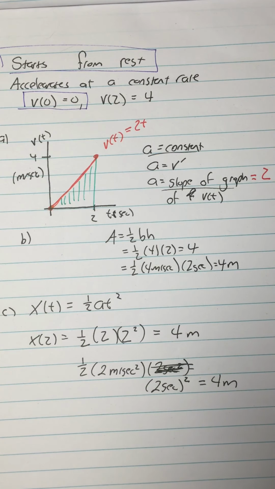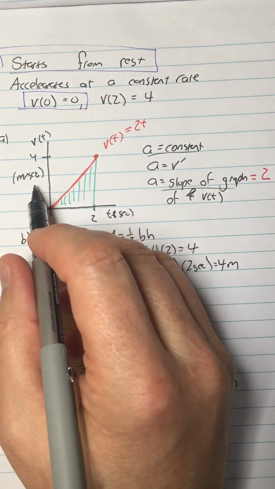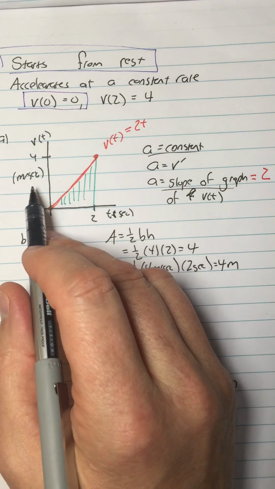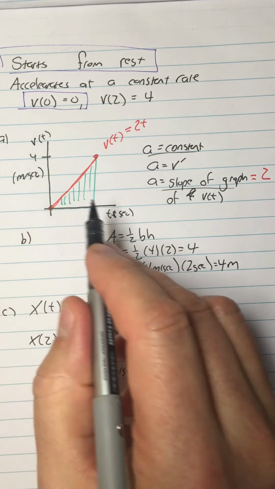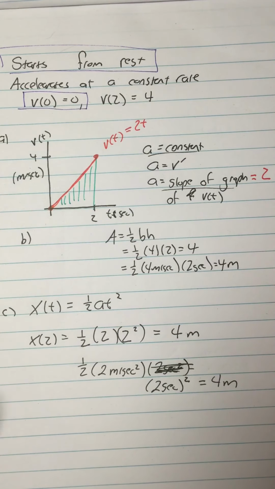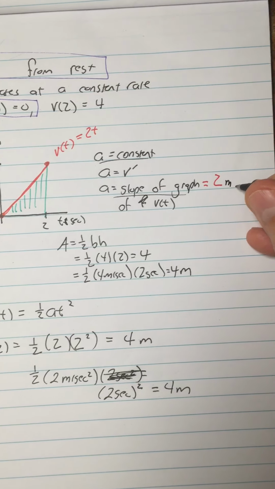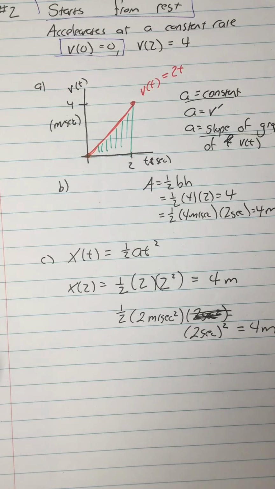Yeah, I thought there would be something kind of interesting about the slope of the graph. Think of the slope as being y2 minus y1 over x2 minus x1. So it's going to be meters per second over seconds, meters per second squared. So that's how we could know from looking at the graph, too, in terms of unit analysis, that the unit of acceleration is 2 meters per second squared. Okay, so that equals 4 meters.